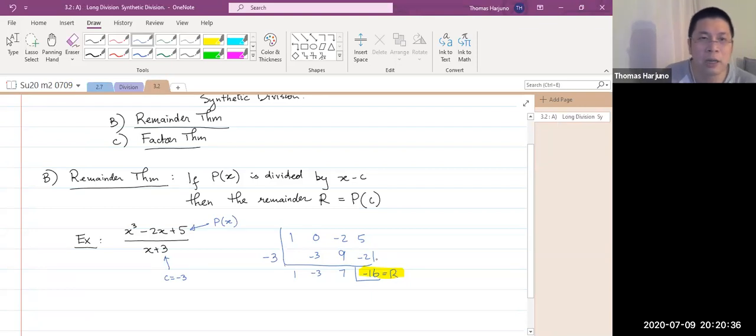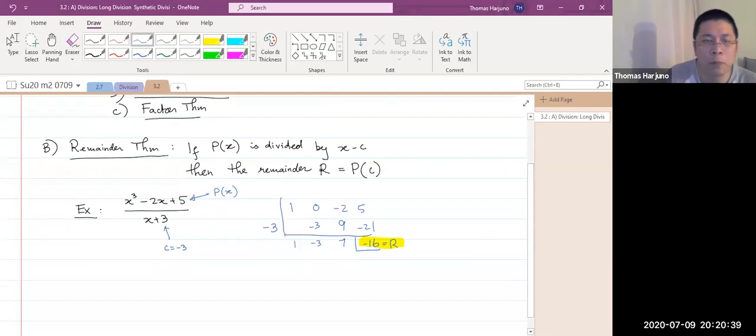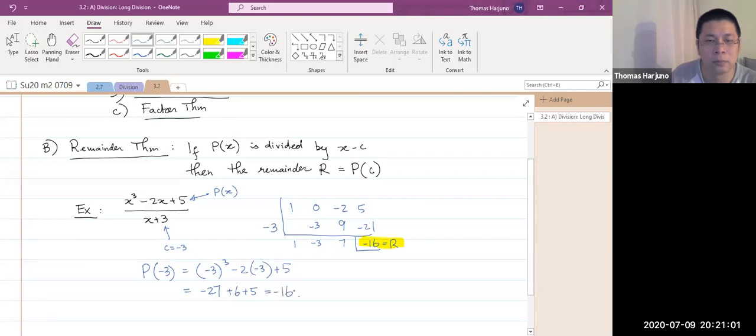Now, what the remainder theorem says is that when you plug negative 3 into that P(x), you will get that negative 16. The remainder is the same as P(negative 3). Okay, that's what it says.